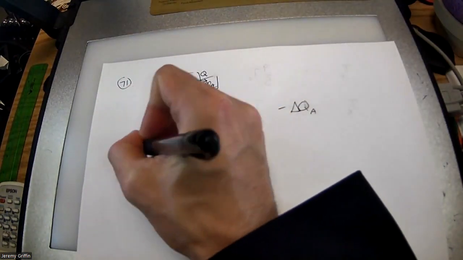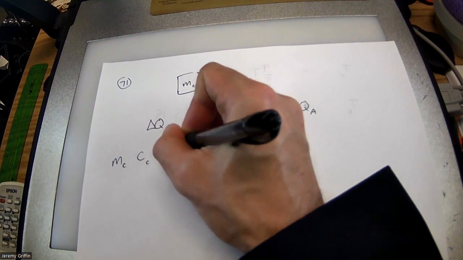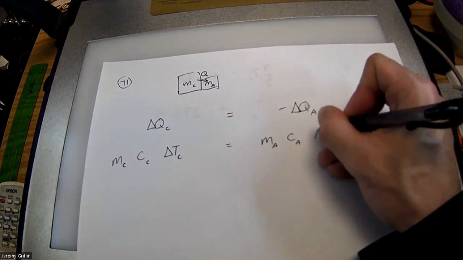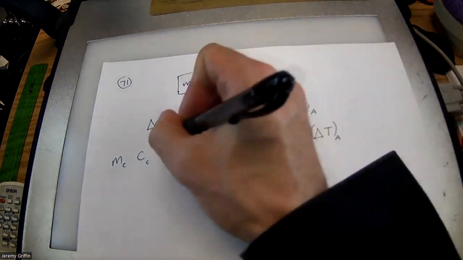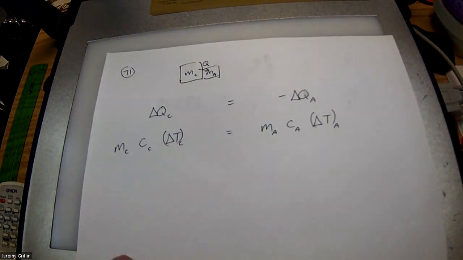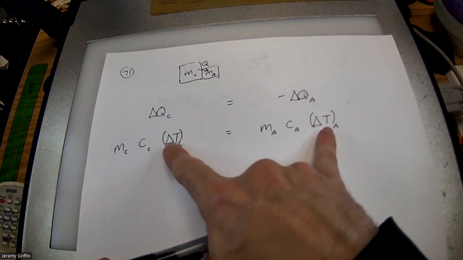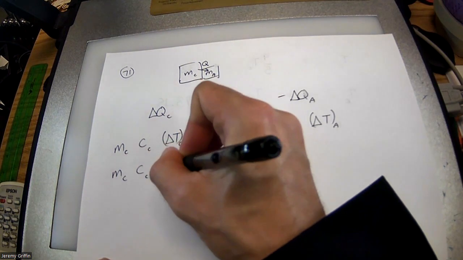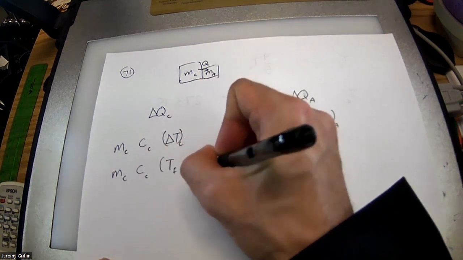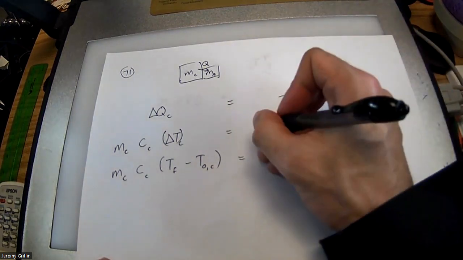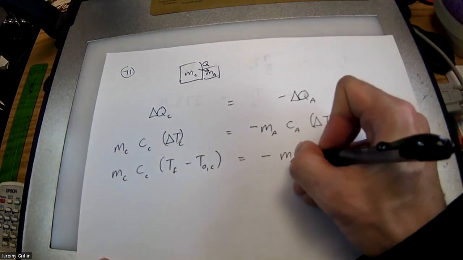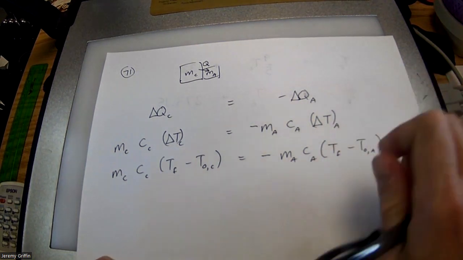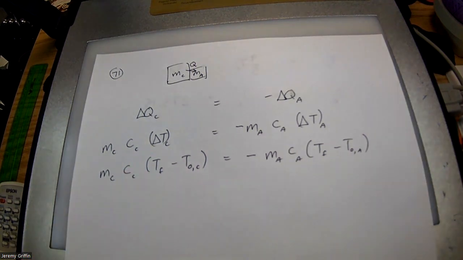So let's do mass of copper times specific heat of copper times the change in temperature of the copper equals mass of the aluminum times specific heat of aluminum times change in temperature of the aluminum. And then change in temperature is final minus initial temperature. So next line: mass of copper times specific heat of copper times final minus initial temperature of the copper is equal to, oh, I forgot my negative sign, negative mass of aluminum times specific heat of aluminum times final temperature minus initial temperature of aluminum. Notice it's the same final temperature on both sides because they're going to reach an equilibrium point.